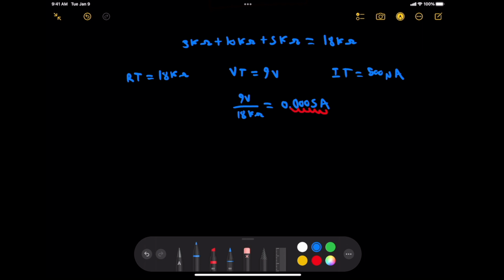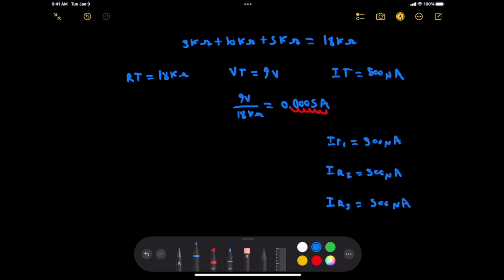So that means IR1 is equal to 500 microamps. IR2 is equal to 500 microamps, and IR3 is equal to 500 microamps.